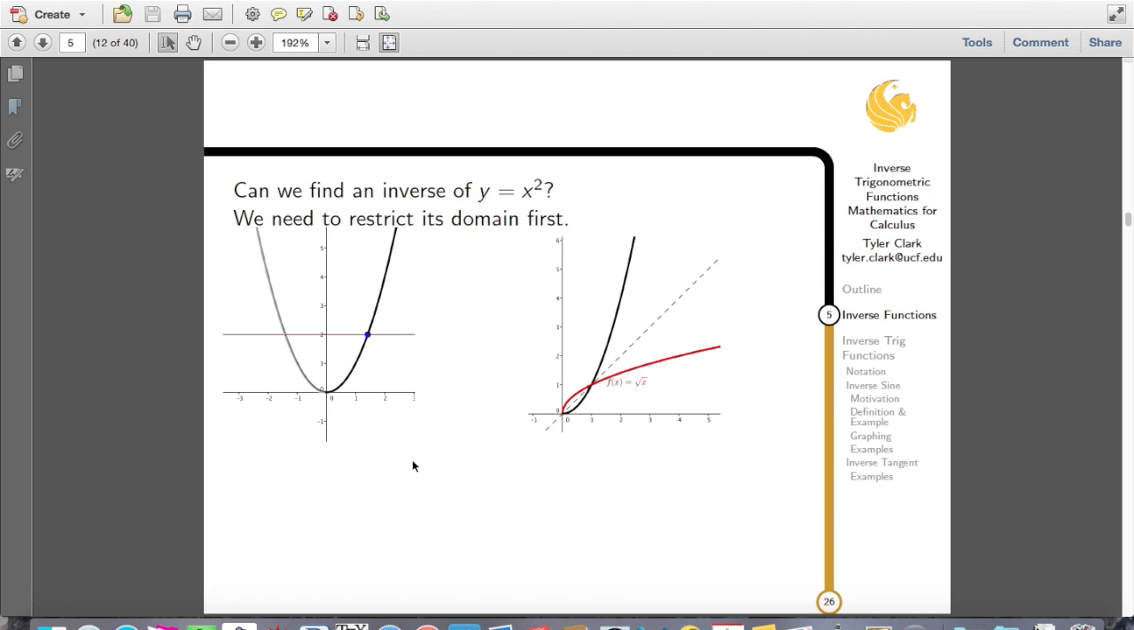And we can actually find an inverse for that function. So if we take this black part of the graph and we reflect it about the line y equals x, we get f of x equals square root of x. So the square root of x is the inverse of y equals x squared when we restrict that domain of the function.